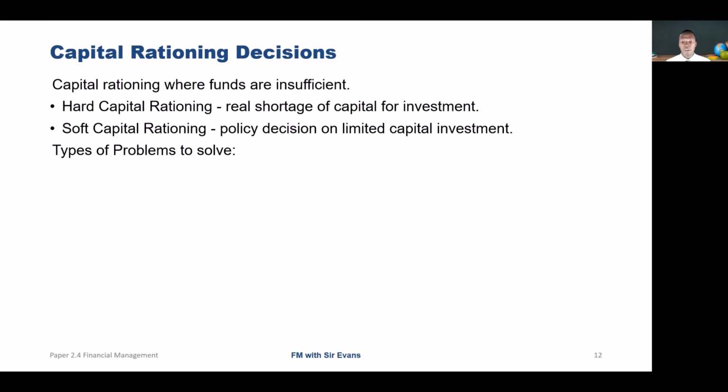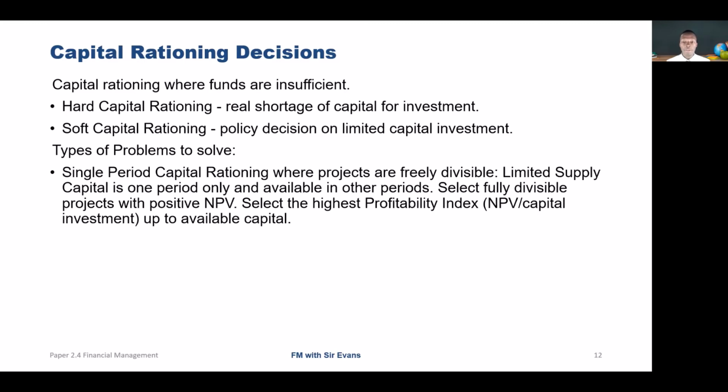When you are into capital rationing, we are solving two types of problem. We have single period capital rationing, where the projects are freely divisible and the capital is in limited supply for one time period only and freely available in other periods. Fully divisible projects with positive NPV are selected by highest profitability index, which is the NPV divided by the capital investment. Projects with the highest profitability index are selected up to the available cash for single period capital rationing.